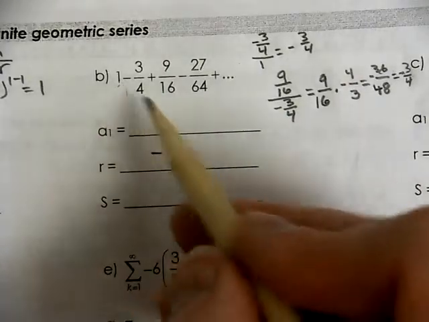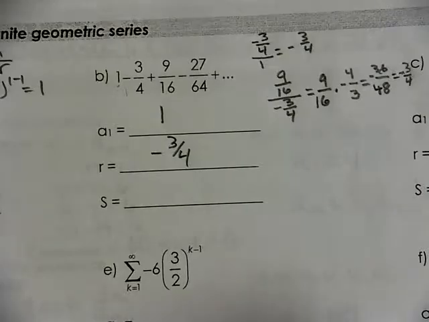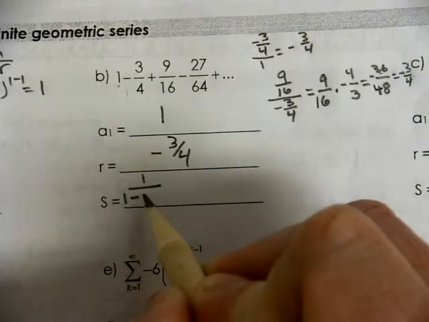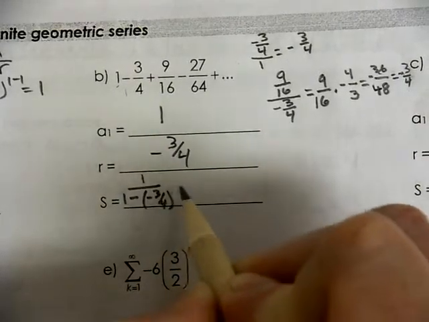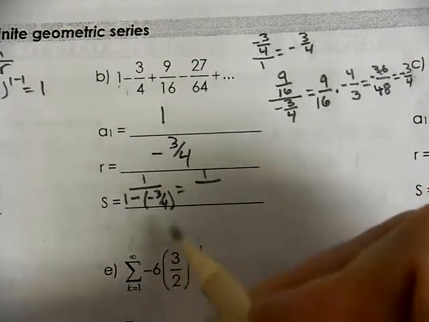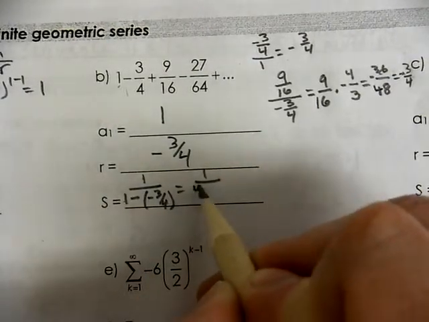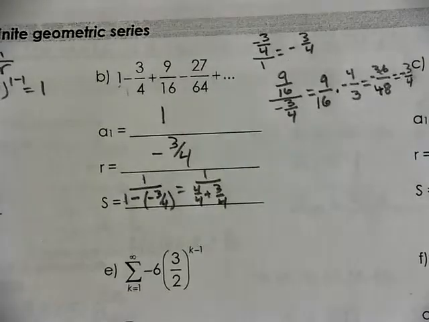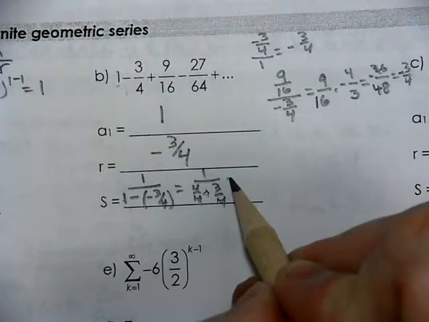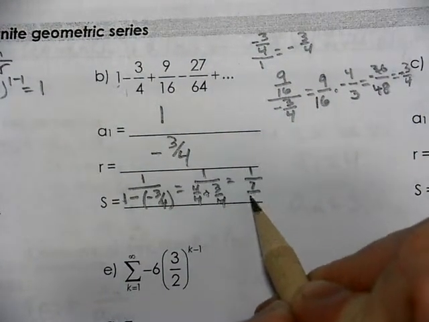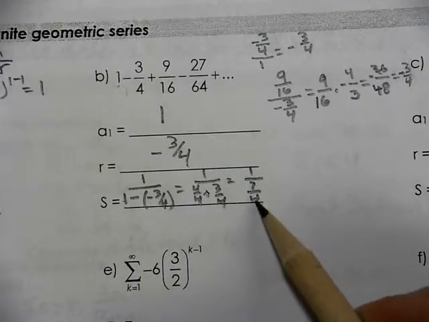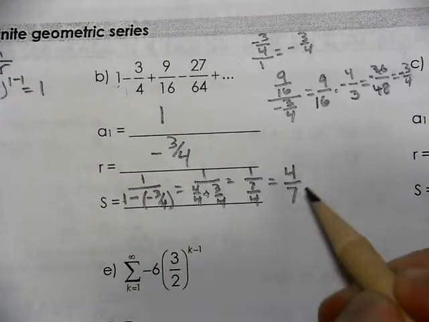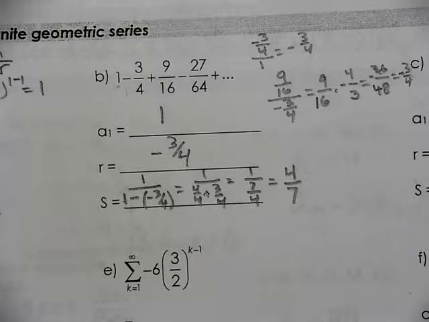Okay? Our first term is clearly 1. So our sum is going to be 1 over 1 minus negative 3/4, which is 1 over. Here we'd have 4/4. This would be plusing 3/4, which gives us 1 over 7/4. And when you're dealing with a fraction in a fraction, you multiply by the reciprocal, so you have the answer of 4/7. That was a tricky one.